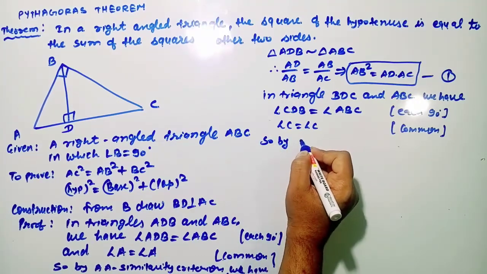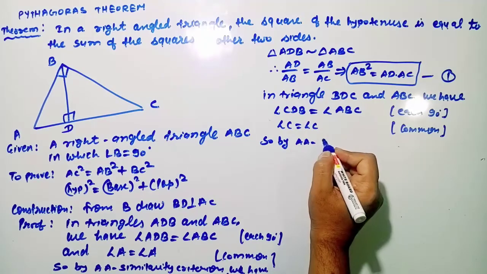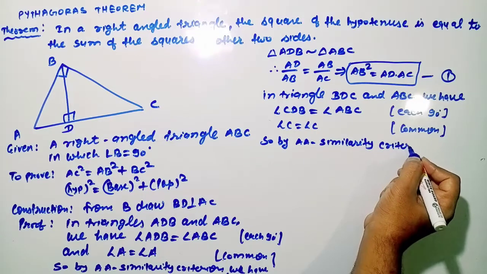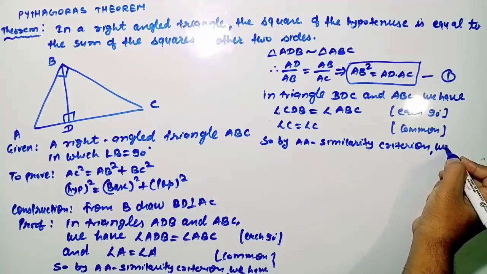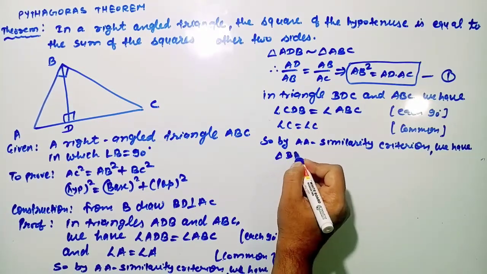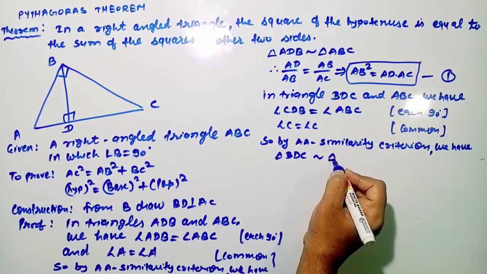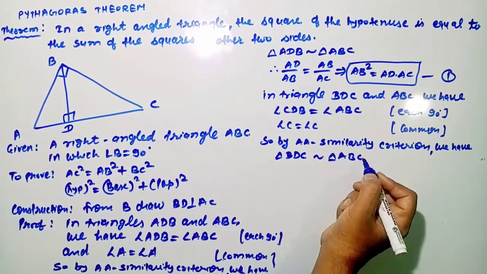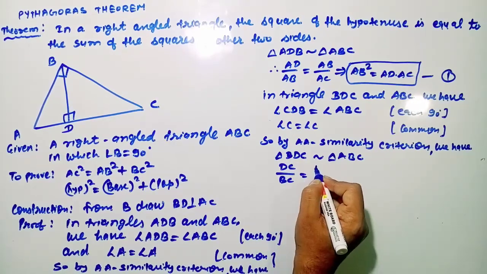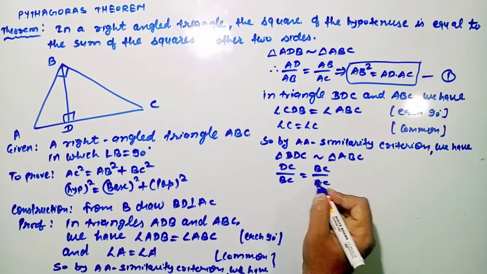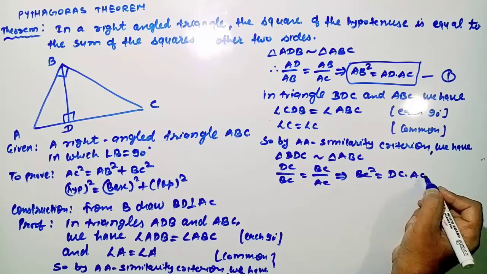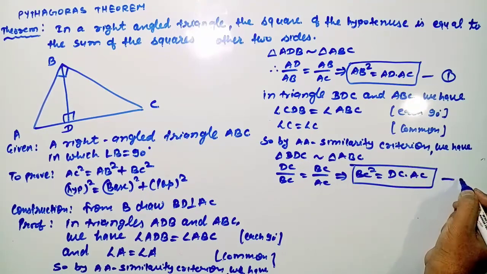so by angle similarity criterion, we can write what? Triangle BDC similar to triangle ABC, right? So we can write DC upon BC is equal to BC upon AC. So doing the cross multiplication over here, BC square is equal to DC into AC. This is result number 2.